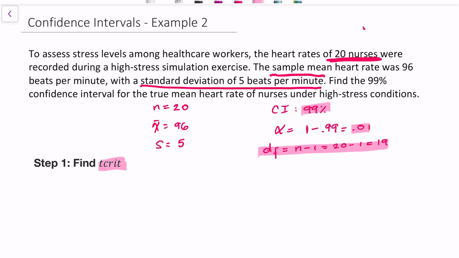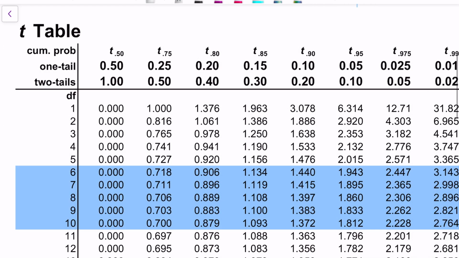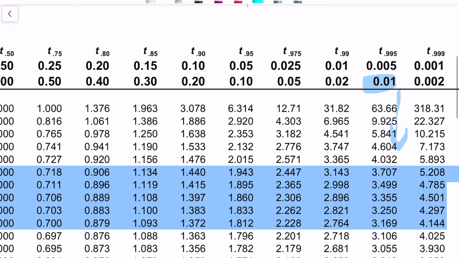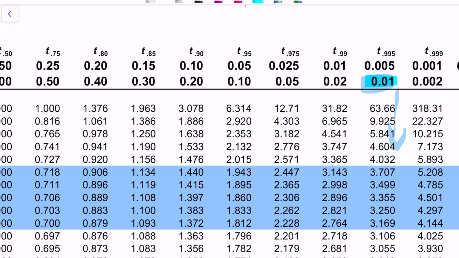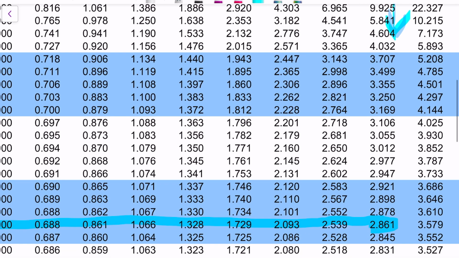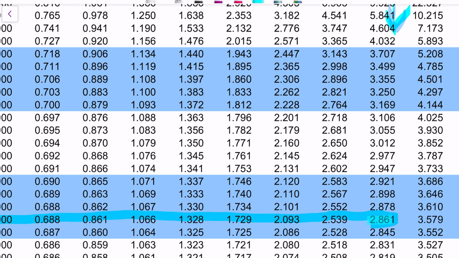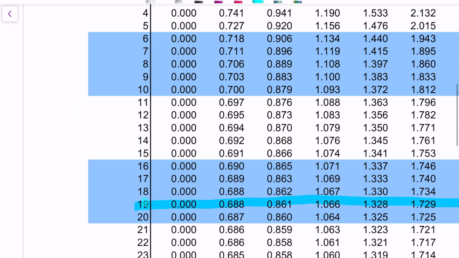So let's go to the table. In the T table, we have two options. We can go to two tails here and look for alpha, which is going to be 0.01. And then we would go down to 19 degrees of freedom, which would be this value here, 2.861. That's 19 degrees of freedom.